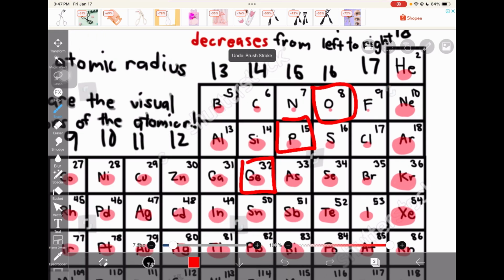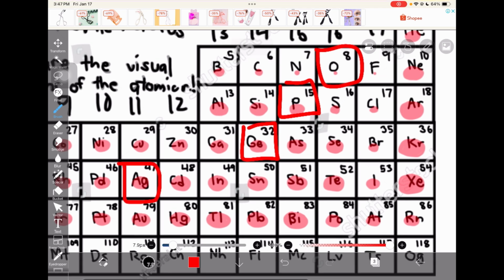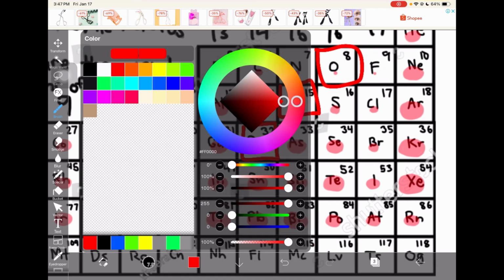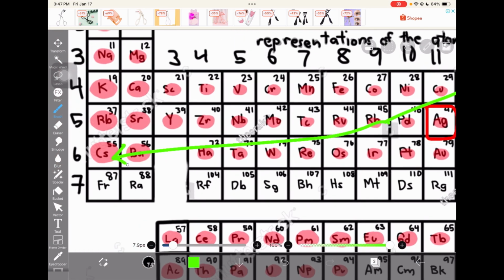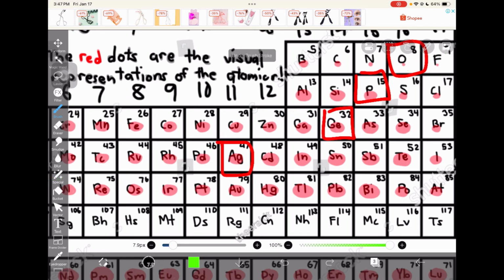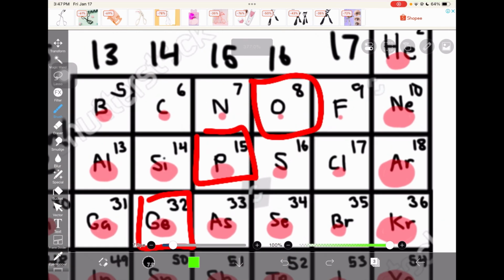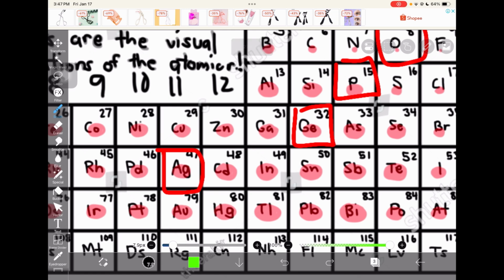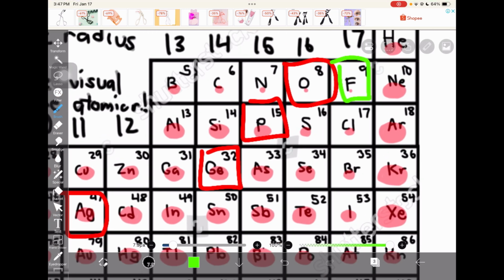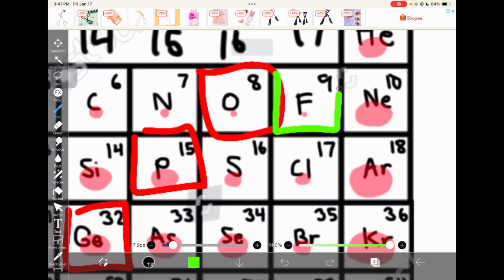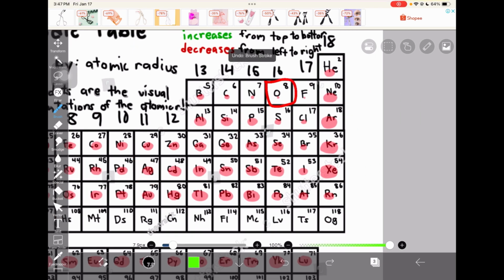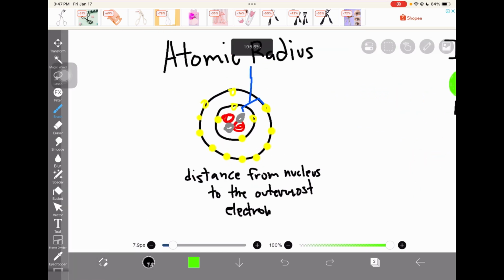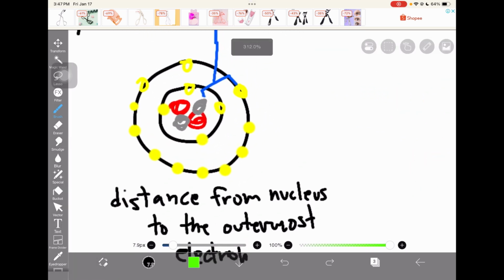In general, atomic and ionic radius starts small at first from this corner right here at fluorine, all the way until you get the biggest one at cesium over here. So by this logic, you know that oxygen is the smallest and silver is the biggest because it's the furthest away from fluorine. Fluorine is a pretty handy element for locating stuff, to say the least. I'll explain why later. For now, all you need to know about atomic radius is that it's the distance from the nucleus to the outermost electron.